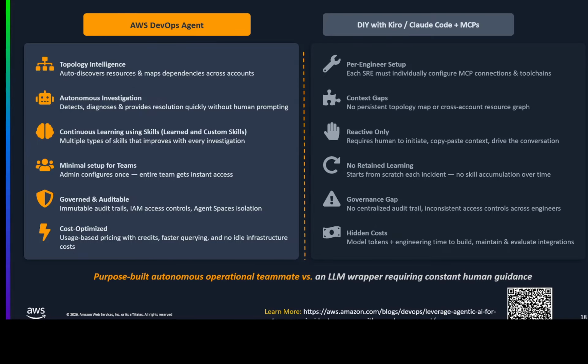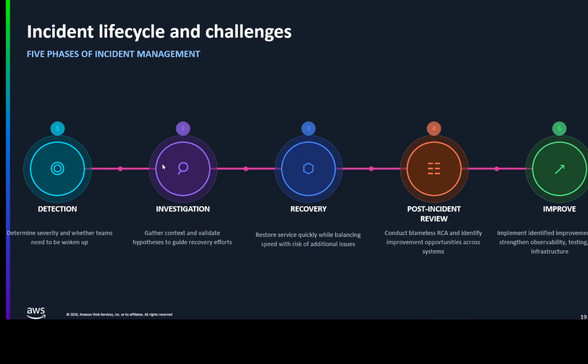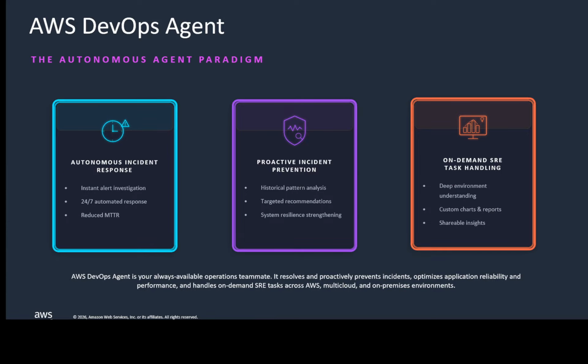Moving on to the next slide. Generally there are 5 phases for incident management: detection, investigation, recovery, post-incident, and improvement. Whenever any incident happens, as an SRE or operational engineer, we go through these 5 stages. It takes quite some time to reach recovery, then do a postmortem, and then prepare the improvement plan, which is where the DevOps Agent comes in as a helping hand.